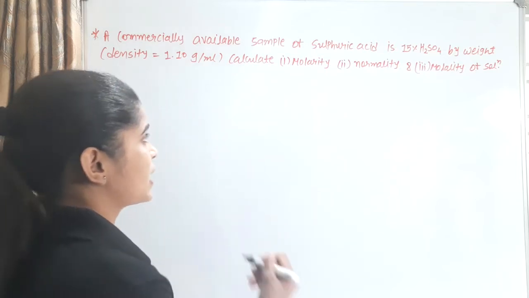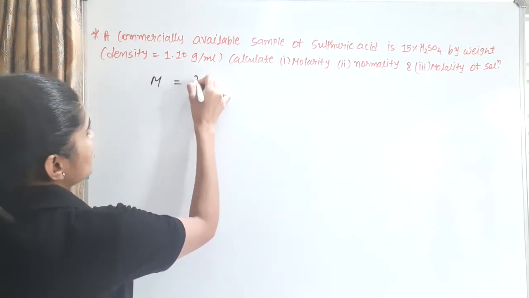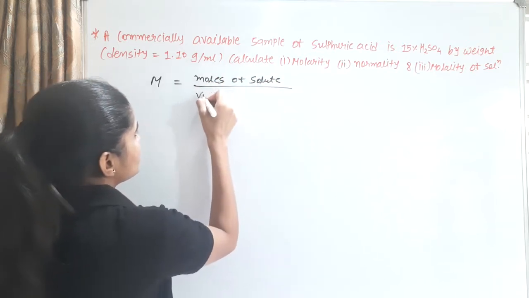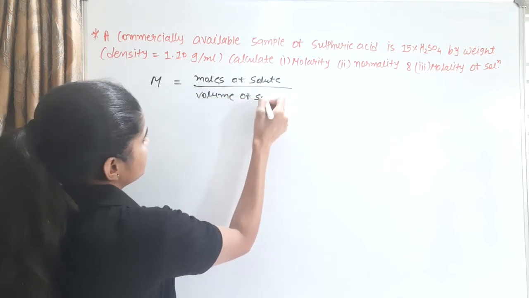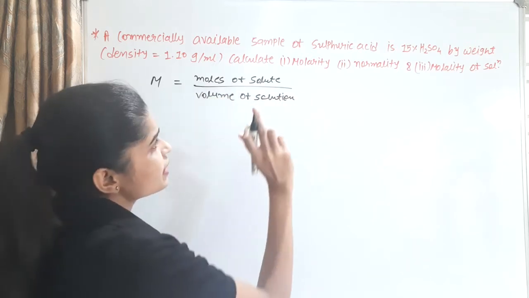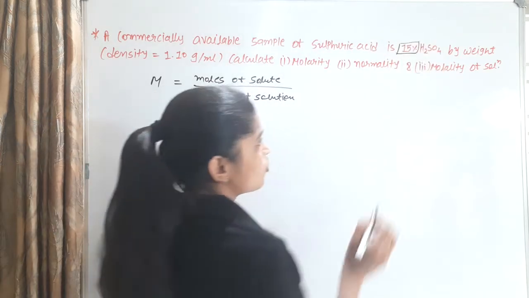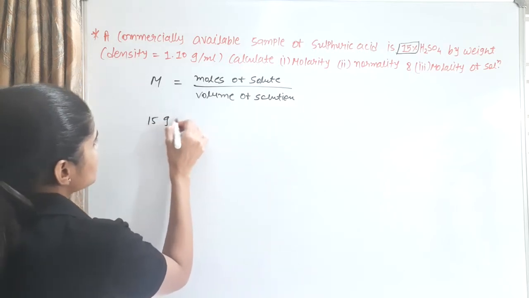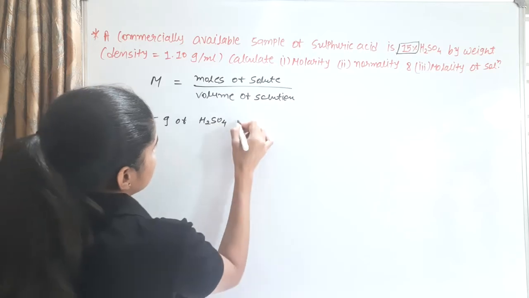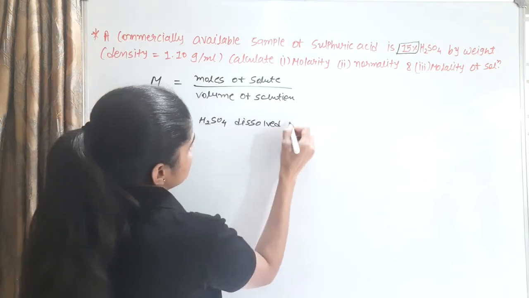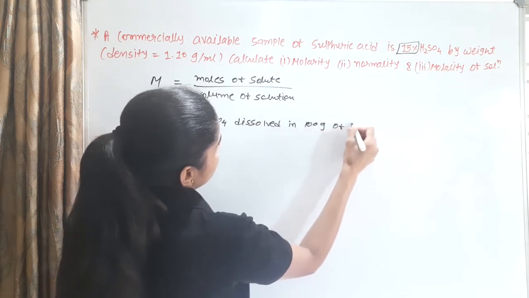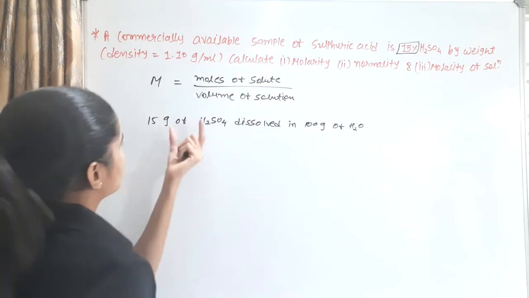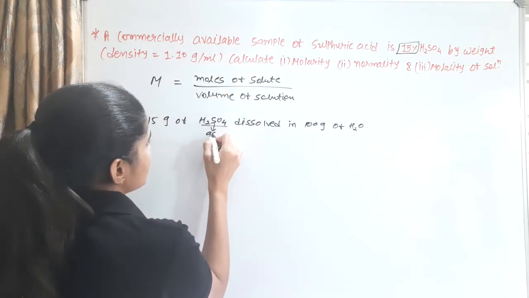First we calculate the molarity. Molarity is equal to the number of moles of solute divided by the volume of solution. In the given data, only 15% of solution is given. What is the meaning of the 15% solution? We know that 15% means 15 gram of H2SO4 dissolved in 100 gram of solution. So 15 gram is the weight of the solute, and H2SO4 has molar mass 98.